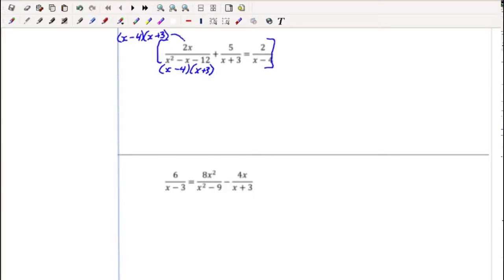So when I do that to the first term, it's going to cancel with the denominator and leave me with only a 2x. When I do it to the second term, the x plus 3's will cancel and leave me with a 5x minus 4. And when I do it to the other side, the x minus 4's cancel, and I'm left with a 2x plus 3. All right, do your distributions.